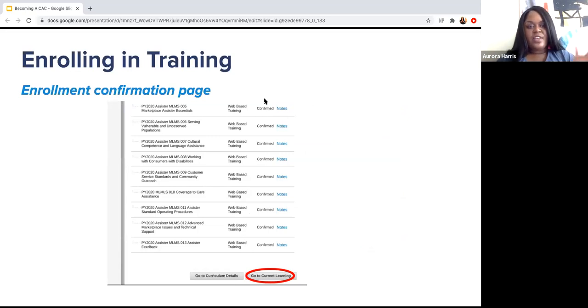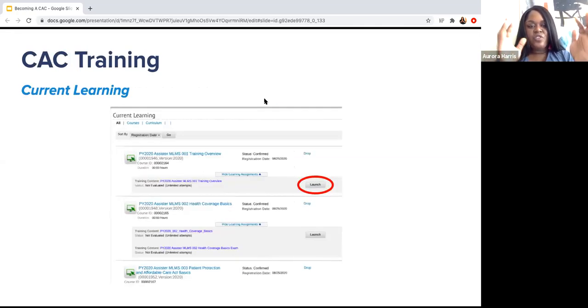Right? So then you're going to see your confirmation page. You're going to go to the current learning. And then once you hit current learning, you're ready to go. You're going to click launch, and boom.